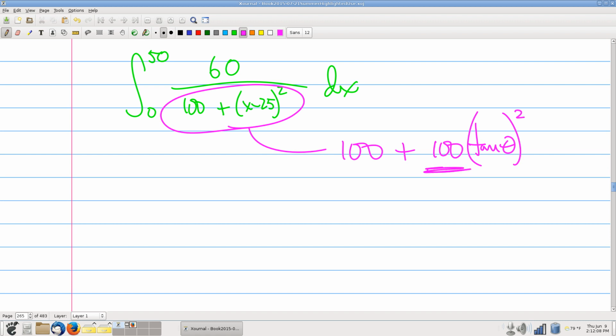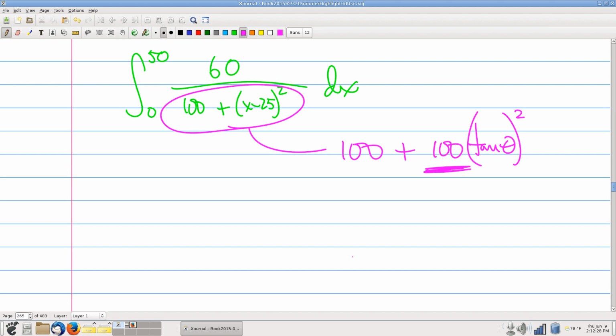Now let me tell you my reasoning. I want this 100 because that way I can factor out the 100. That then leaves me with just 1 plus tan squared. And the reason I want 1 plus tan squared is because that's secant squared. Does that sound familiar? Yeah.